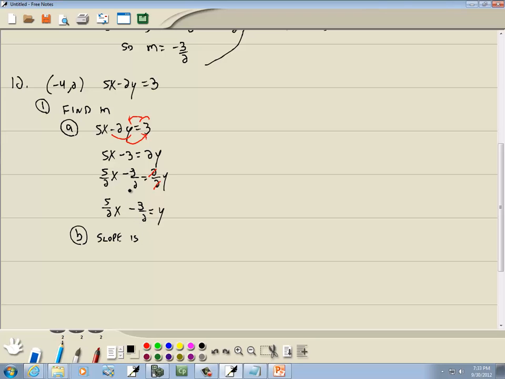Now we want to identify our slope. Again, if it's in slope-intercept form, our slope is the number that's before our x, which is 5/2. And perpendicular lines, I didn't write it down, but this is perpendicular to that. Perpendicular lines have slopes that are negative reciprocals. So we start with our slope from b, write it in fraction form. It's already in fraction form. Flip it, that's the reciprocal part. 5/2 becomes 2/5, and then change its sign. So we get negative 2/5. So m is equal to negative 2/5.